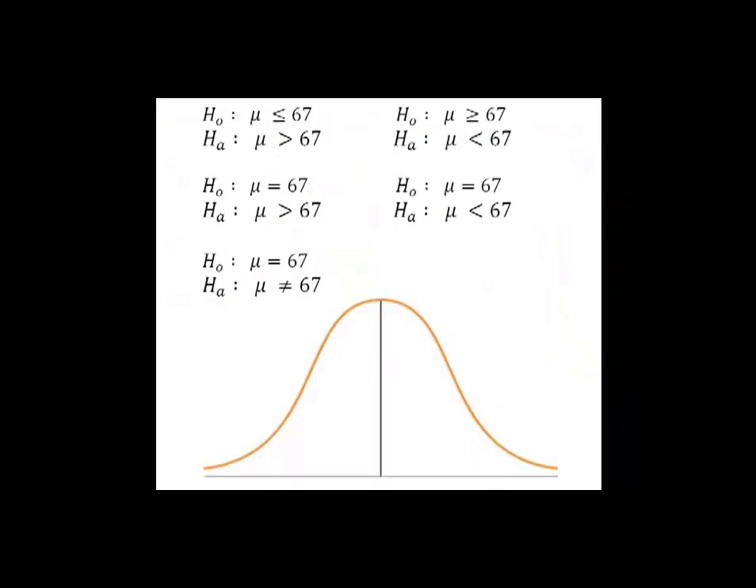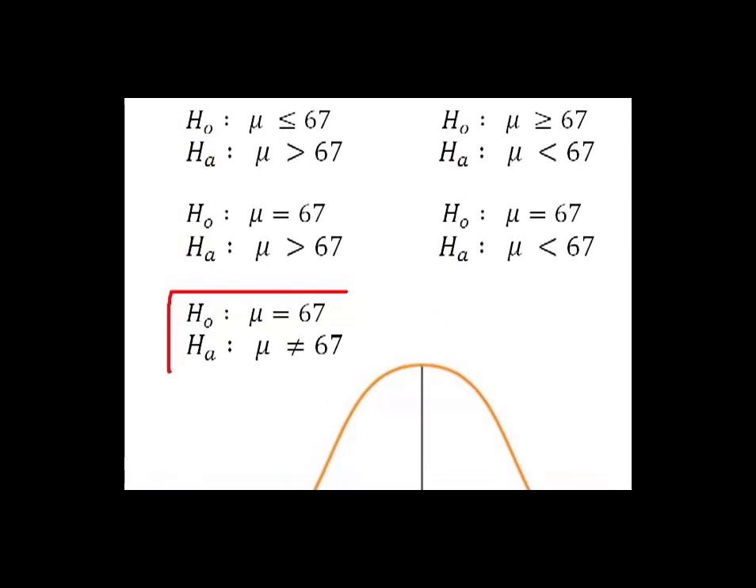Okay, let's take a look. I'm going to start with the easy one. I'm going to start with this pair of hypotheses right here. This one says the null says the mu is equal to 67. The alternative says, I don't know what the mu is. I don't know what the mean is. It could be bigger, could be smaller. I'm not exactly certain if it's bigger or smaller, but one thing I can tell you is I don't believe you that it is 67.